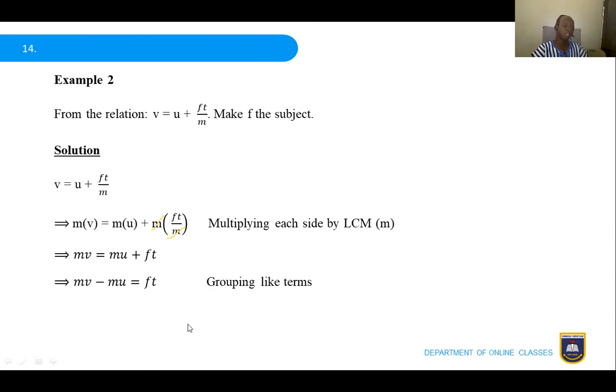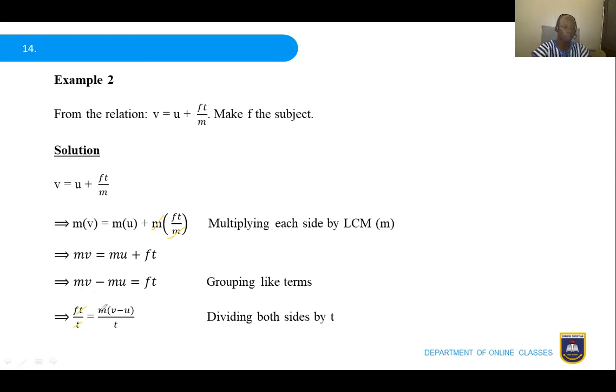Since we are making F the subject, we need to bring all expressions involving F to one side. So in this equation, we have MV minus MU equal to FT. FT is already at the right side of the equation. Now, we want to make F the subject, so we divide both sides of the equation by T. That's the number sitting in front of F. That number is T. If you do that, then you are going to have the T attached to the F canceling the T at the denominator. So you can see that your F is now standing alone.